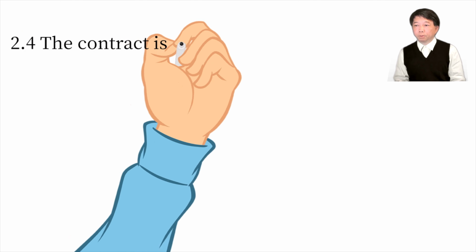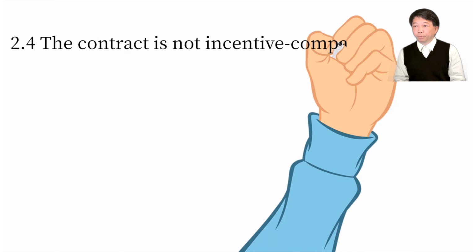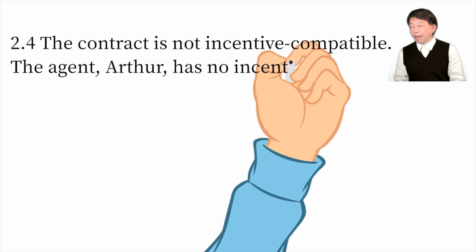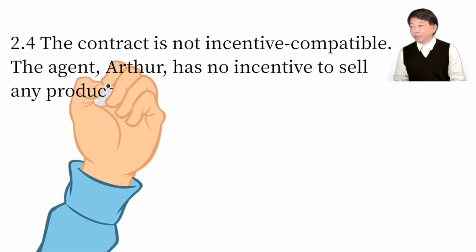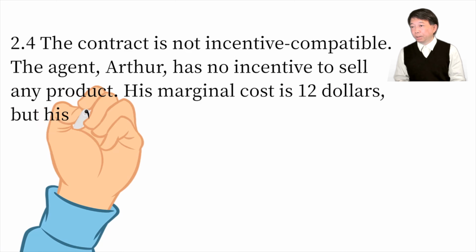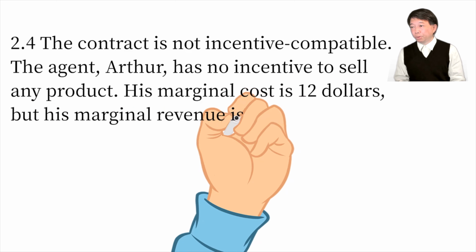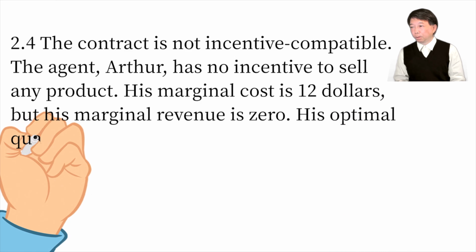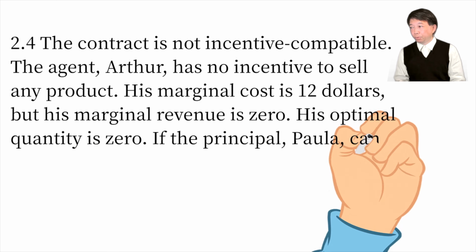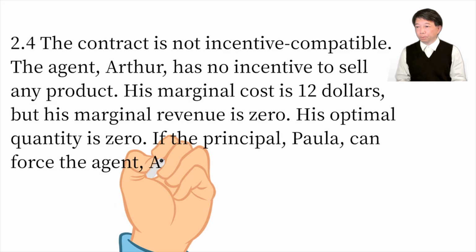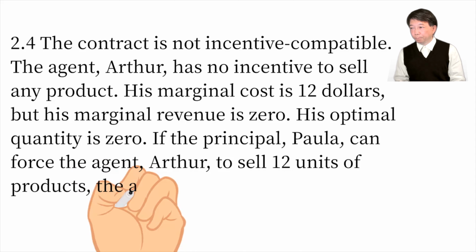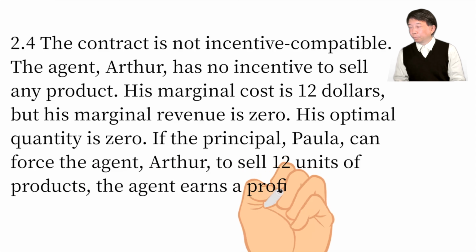The contract is not incentive compatible. The agent, Arthur, has no incentive to sell any product. His marginal cost is $12, but his marginal revenue is 0. His optimal quantity is 0. If the principal, Paula, can force the agent, Arthur, to sell 12 units of products, the agent earns a profit equal to 24. The principal earns 48.